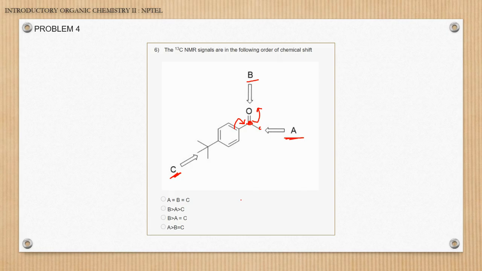B option. Option number B. Yeah, so option number B will be the right one. So I hope this question is clear to all of you.